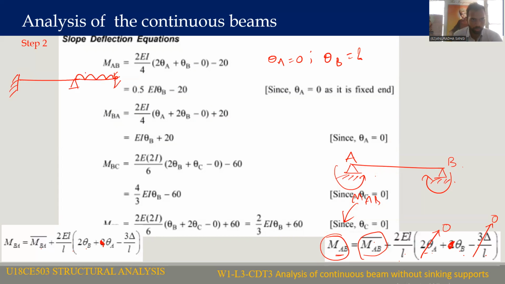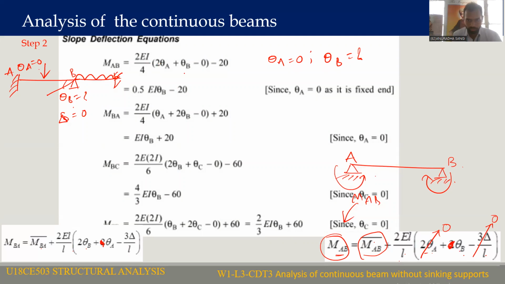This is a uniform distributed load and this is a point load. A, B, C. So for the AB span, theta B is the unknown. Theta A is equal to 0. Substitute this: theta A is equal to 0, and delta is equal to 0 in this equation.